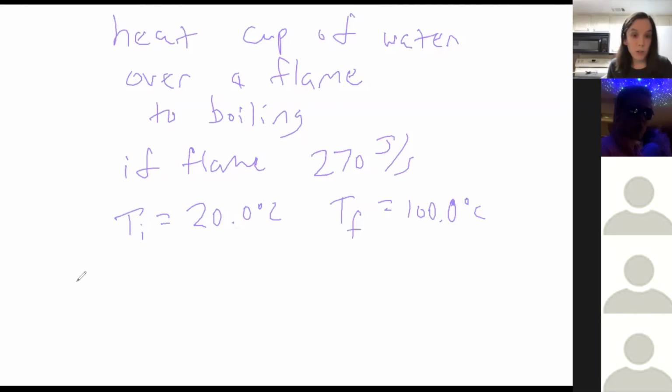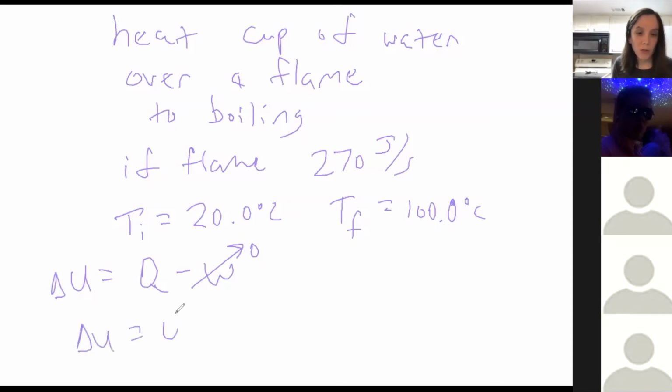So we're going to use the same equation we did before. Delta U equals Q minus W. Now what happens in this case? We're not doing work on the cup of water. We're not moving it. We're not stirring it. So no work is being done. So work is 0. We are giving it heat though. So in this equation, we have delta U equals Q. And we also know that delta U can equal mcΔT, like I showed you in the last equation. So we would use this equation again to find the heat imparted to the cup of water.